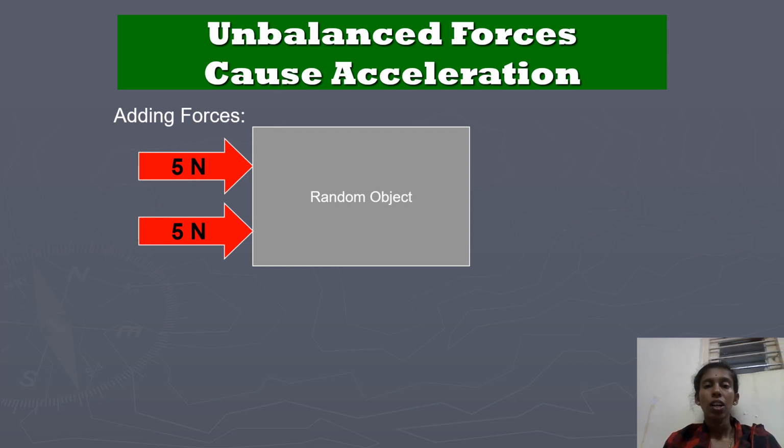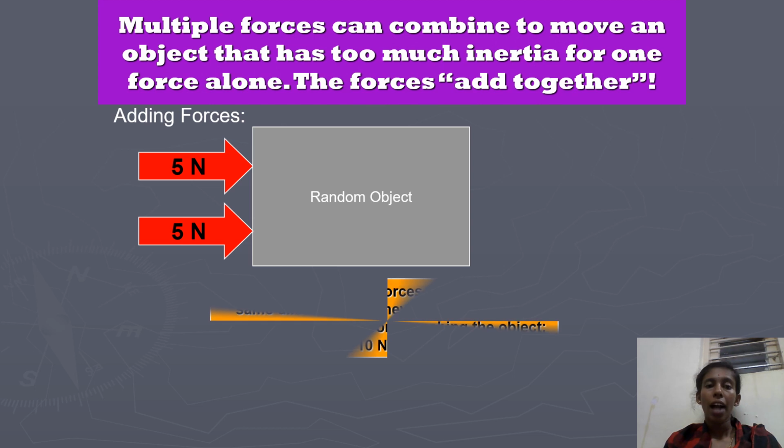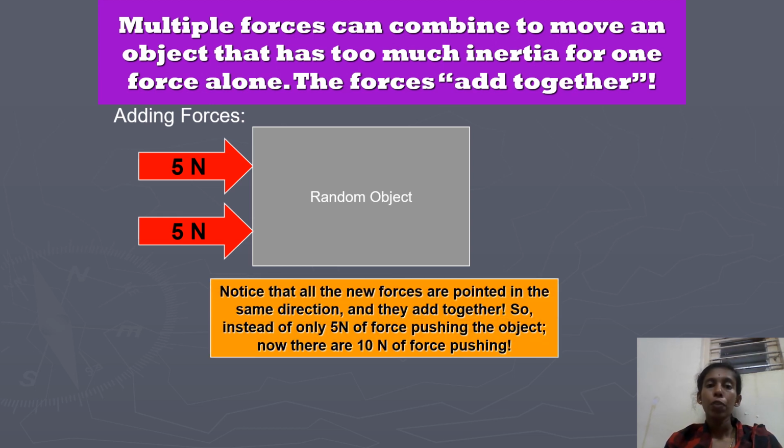Unbalanced forces cause acceleration. Adding forces. Multiple forces can combine to move an object that has too much inertia for one force alone. The forces add together. Notice that all the forces are pointed in the same direction and they add together. So instead of only 5 Newton of force pushing the object, now there are 10 Newton of force pushing.